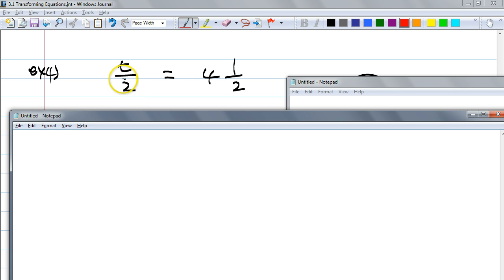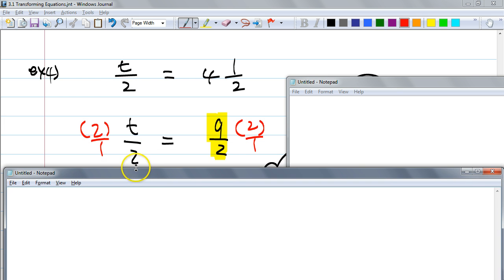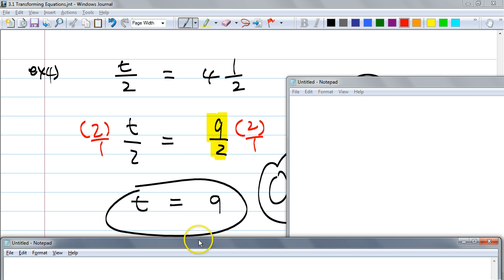Because this is t over 2, it's dividing by 2, so it's the same as multiplying by one half. So you multiply by the reciprocal, which is 2. Does that make sense? This is t over 2, which is the same as 1 over 2 times t. So the 2's cancel out, and of course the 2's cancel out on the right side. So what's the answer? Yes, 9. Easy enough? Everybody see that? If t is being divided by 2, of course you multiply both sides by 2. Very good.